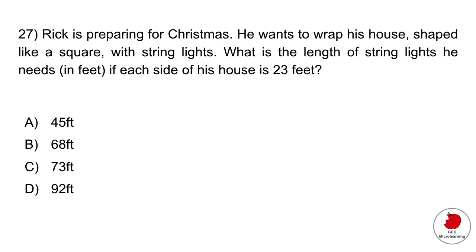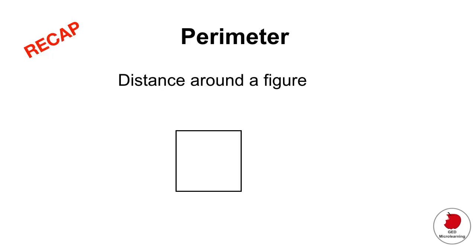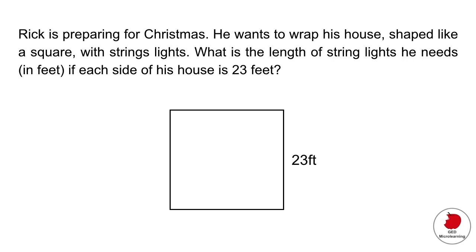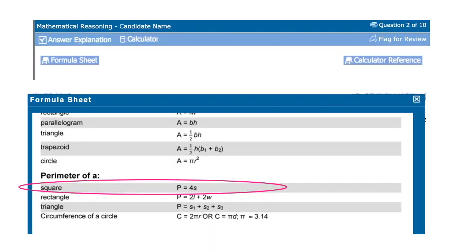First of all, what they're asking is the perimeter, right? The distance around the house. So remember that perimeter is the distance around a figure. So this side plus this side plus this side plus this side, that would be the perimeter. And then the second thing that they're telling you is that his house is shaped like a square, and each side of the square is 23 feet. So now, the second step is to look at the formula sheet that's provided for you in the GED. And if you look at the perimeter of a square, it's that.